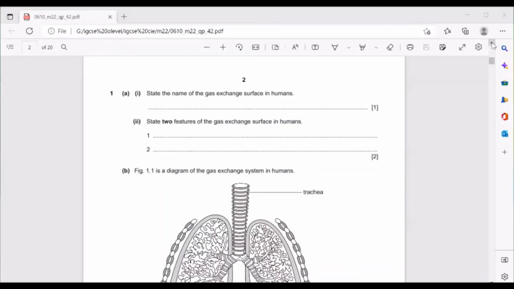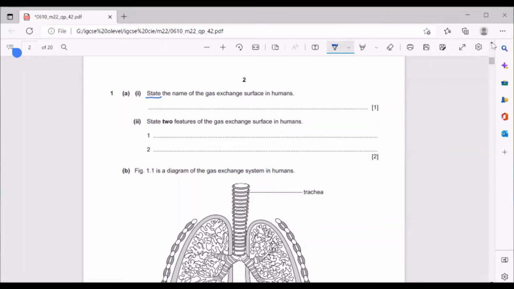Hello. Now let us go through this question taken from the March 2022 IGCSE paper 4. So let us start with question 1A1. State the name of the gas exchange surface in human. So the command word for this question is state. So you just need to give the name.